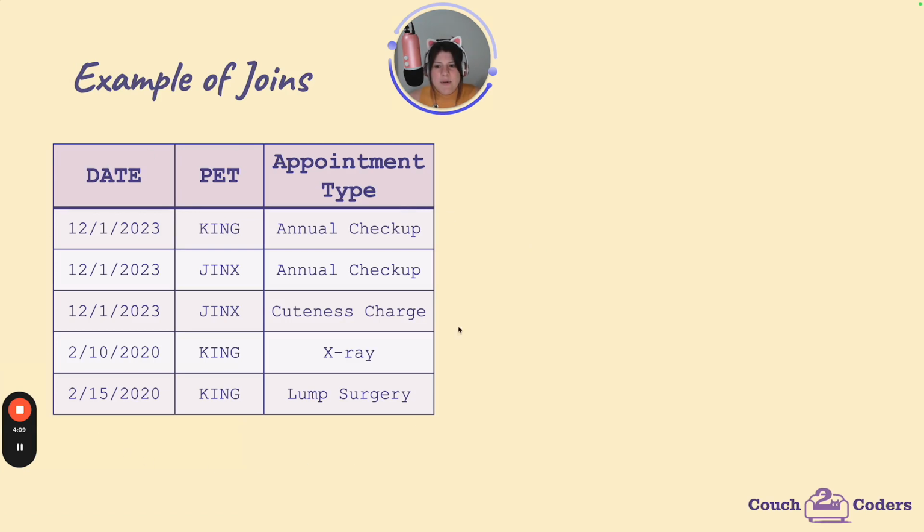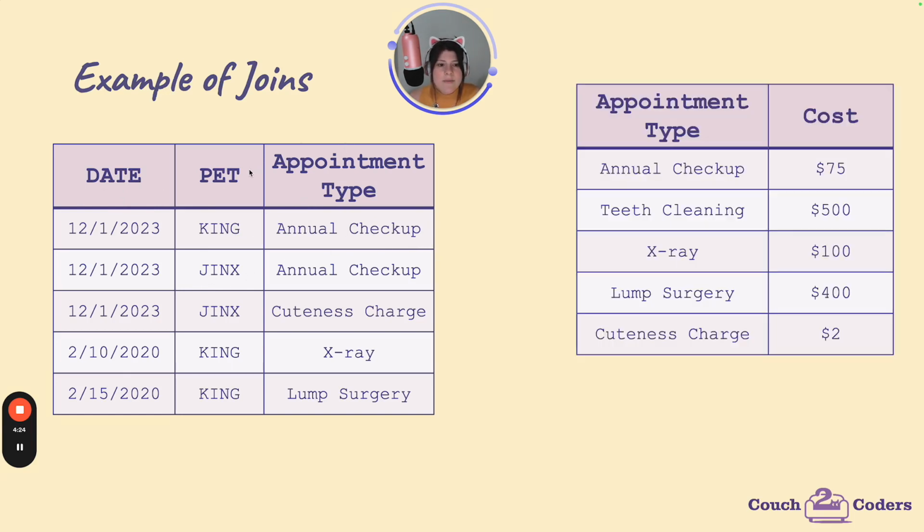Suppose we have our table here, and it has the date of an appointment with the pet name and the appointment type. But we don't want to just know what happened to the given pet on a day. We want to know what the cost was associated with it. So this is our one table, and we have another table over here, and this has the appointment type with the costs. So basically what we want to do for our join is we just want to attach these tables based on the appointment type.